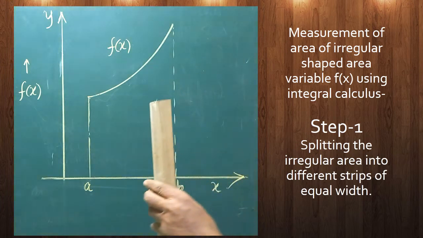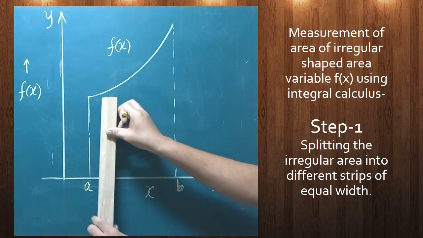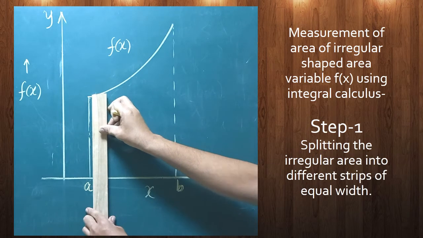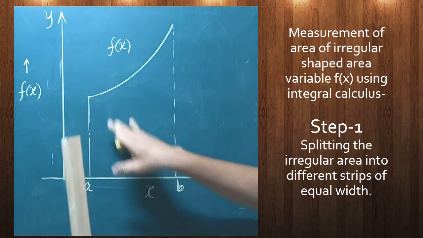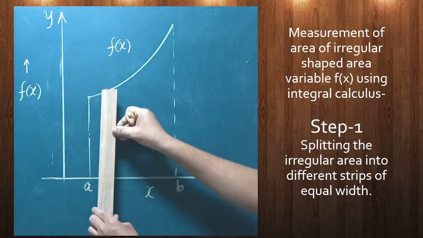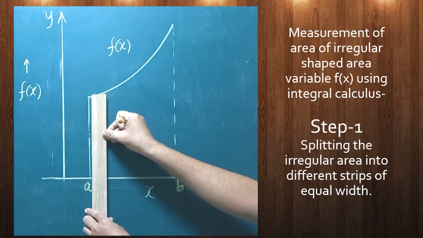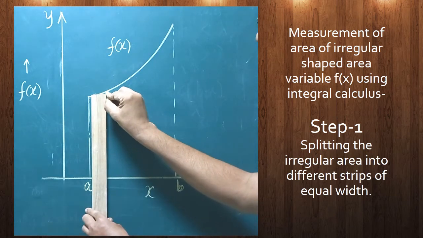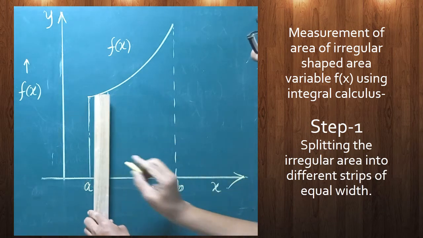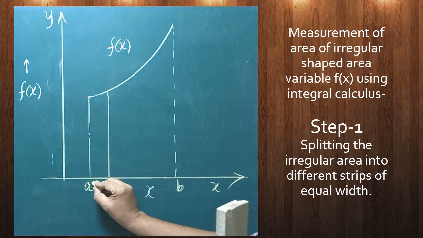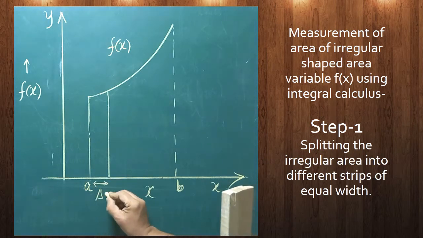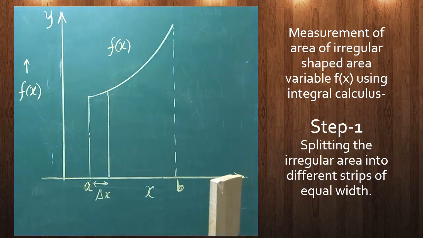Now to calculate the area of this portion, I am going to split the entire region into several strips. Are you clear? Several strips of equal width. Now I have drawn the first strip. The width of the strip can be taken as del x. Are you clear? Could you understand this?